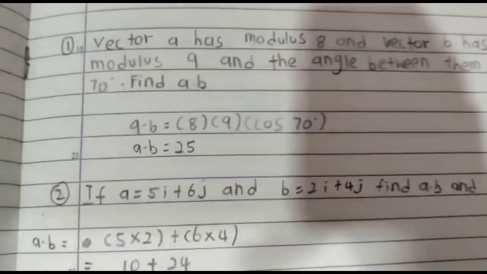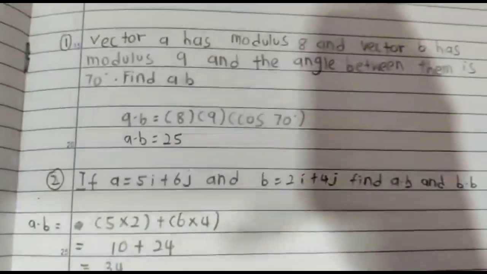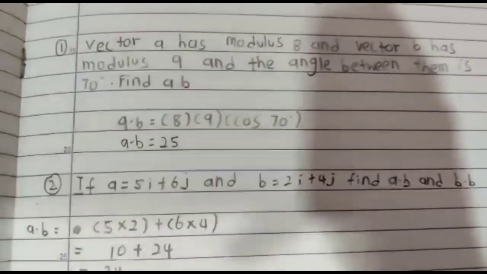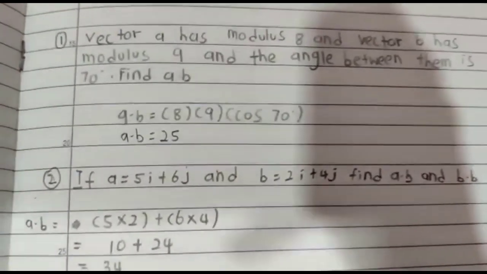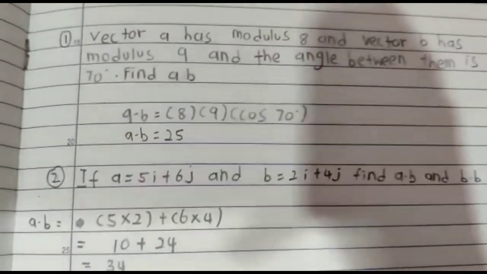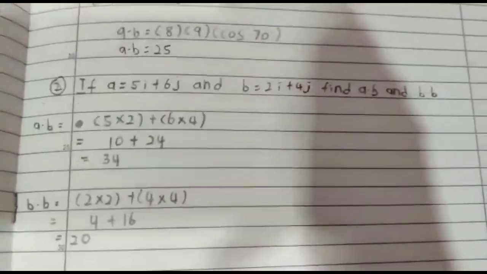So macam mana cari AB? Okay, modulus A sudah beritahu iaitu 8, modulus B sudah tahu 9. So darjah pun diberikan iaitu 70. So kita perlu apply macam 8 darab 9 darab cos 70. So AB dapat 25.